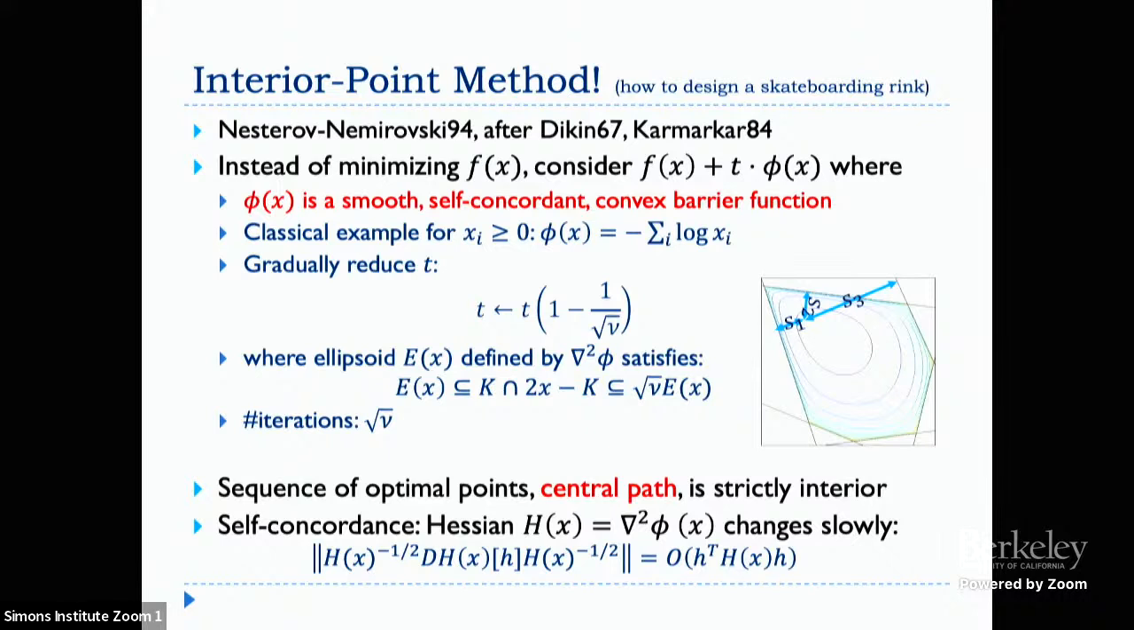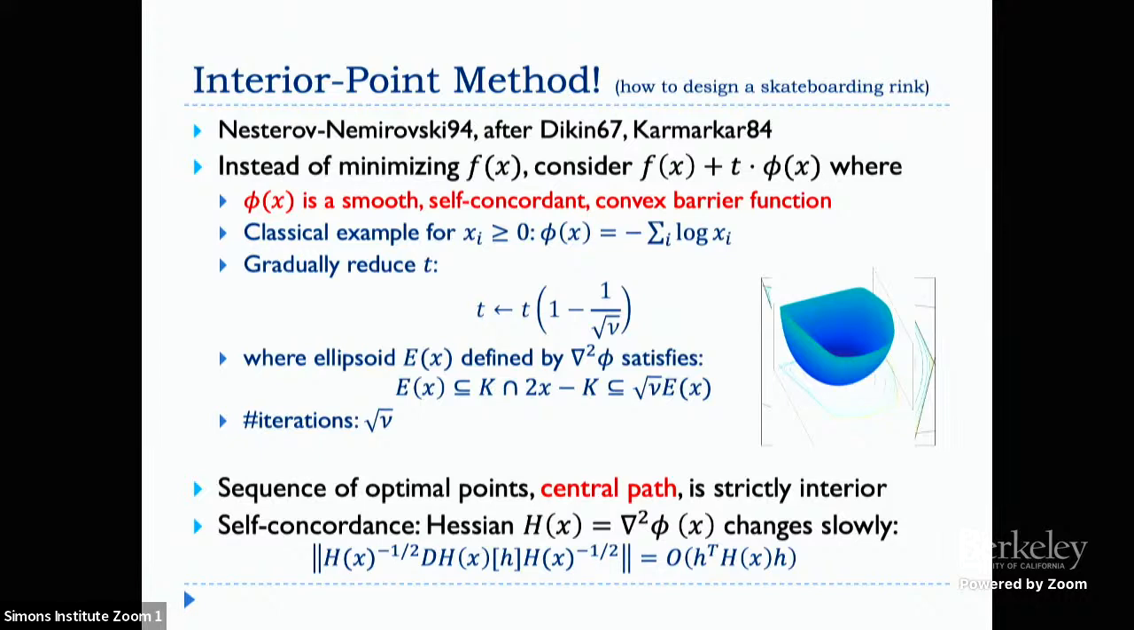So this path of where you optimize this for each t is the central path. And so the function looks like this. It just blows up near the boundary. And you want to design it so that the change is not too high, but at the same time, it's computable and efficient. Okay, so that's property 1, how well it approximates locally.